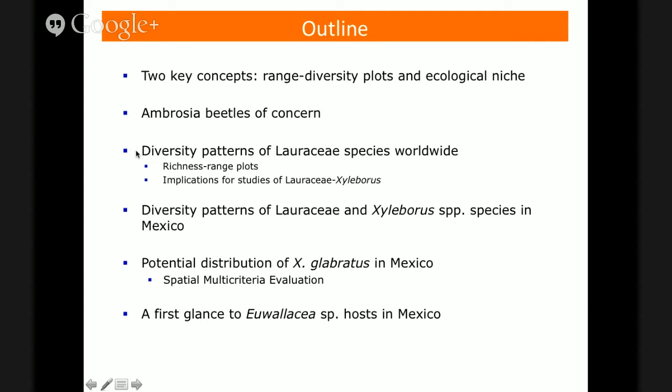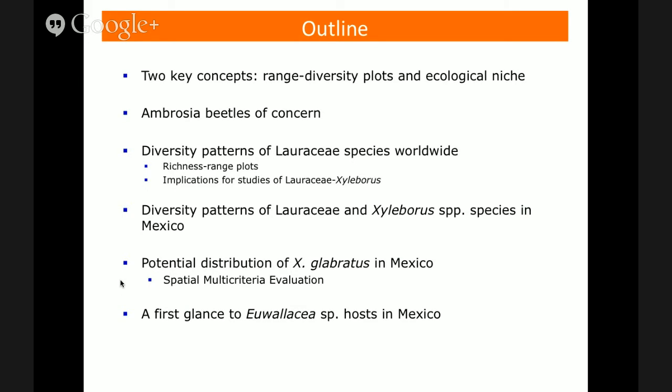And then I'll show you, using GBIF information, what the Lauraceae species diversity patterns look like. The reason for using Lauraceae species is because one of these beetles particularly affects this family of plants. And then I'll concentrate on how this plant family looks in Mexico, and where the hotspots of diversity of this plant family are. Then I will try to combine all this information on spatial diversity of beetles and plants to understand the potential risk of invasion of one beetle species in particular, Xyloborus glabratus, using spatial multicriteria evaluation.